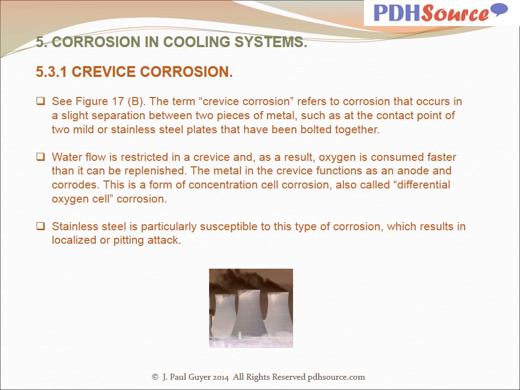The term crevice corrosion refers to corrosion that occurs in a slight separation between two pieces of metal, such as at the contact point of two mild or stainless steel plates that have been bolted together. Water flow is restricted in a crevice, and as a result oxygen is consumed faster than it can be replenished. The metal in the crevice functions as an anode and corrodes. This is a form of concentration cell corrosion, also called differential oxygen cell corrosion. Stainless steel is particularly susceptible to this type of corrosion, which results in localized or pitting attack.